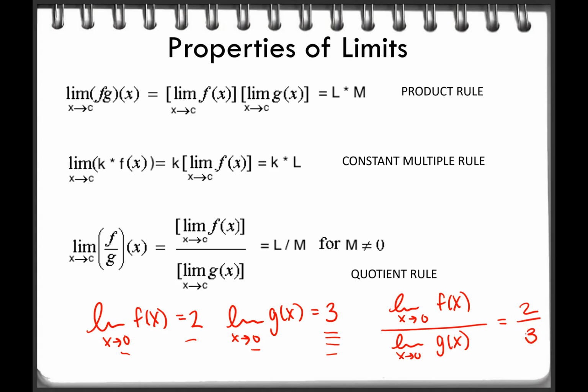And of course, this problem might look a little bit different notation-wise. It might say something like the limit as x approaches 0 of f divided by g of x. It might say something like the limit as x approaches 0 of f of x over g of x, and technically you should have parentheses. So just know that that means, hey, take my answers to my other limits and divide them.